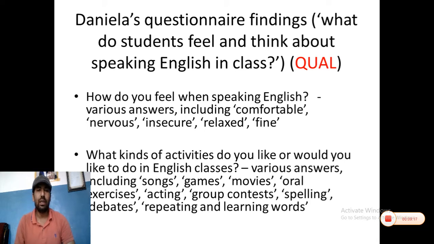Then how do you feel when speaking English? Various answers including comfortable, nervous, insecure, relaxed, fine. So these kind of questions can be there. Similarly, the next question, what kinds of activities do you like or would you like to do in English classes? That was the second question Daniela asked. Various answers including songs, games, movies, oral exercises, acting, group contest, spellings, debates, repeating and learning words. So these are the answers collected through a questionnaire or through an interview. That is the qualitative data.